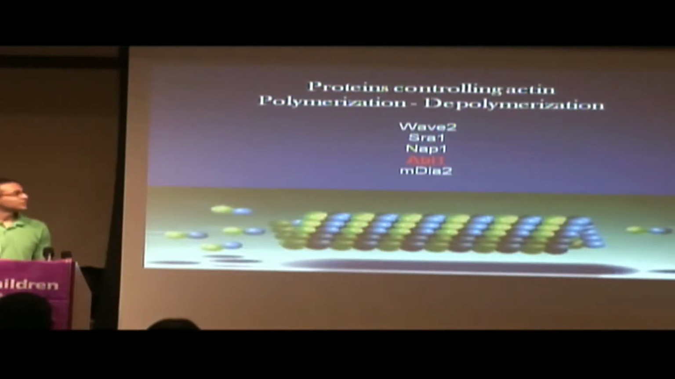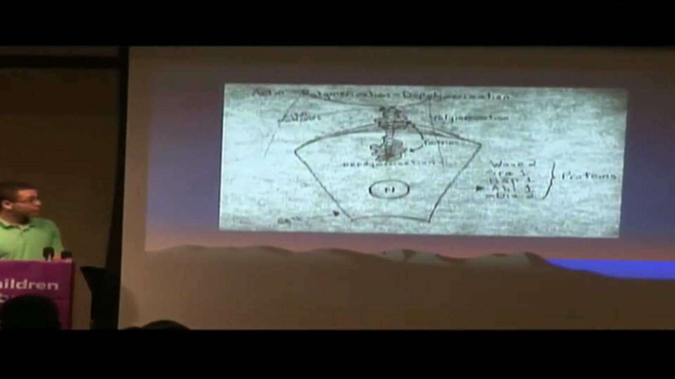Should I explain what polymerization is? Okay, so very simply, you guys know monomers and polymers? A polymer is a large molecule made up of subunits, which are called monomers. These are the proteins, or the monomers, the subunits, that make up the actin network, or the actin part of the cytoskeleton. And one of the proteins that we found was the ABI1 protein, which we wanted to study the effect of.